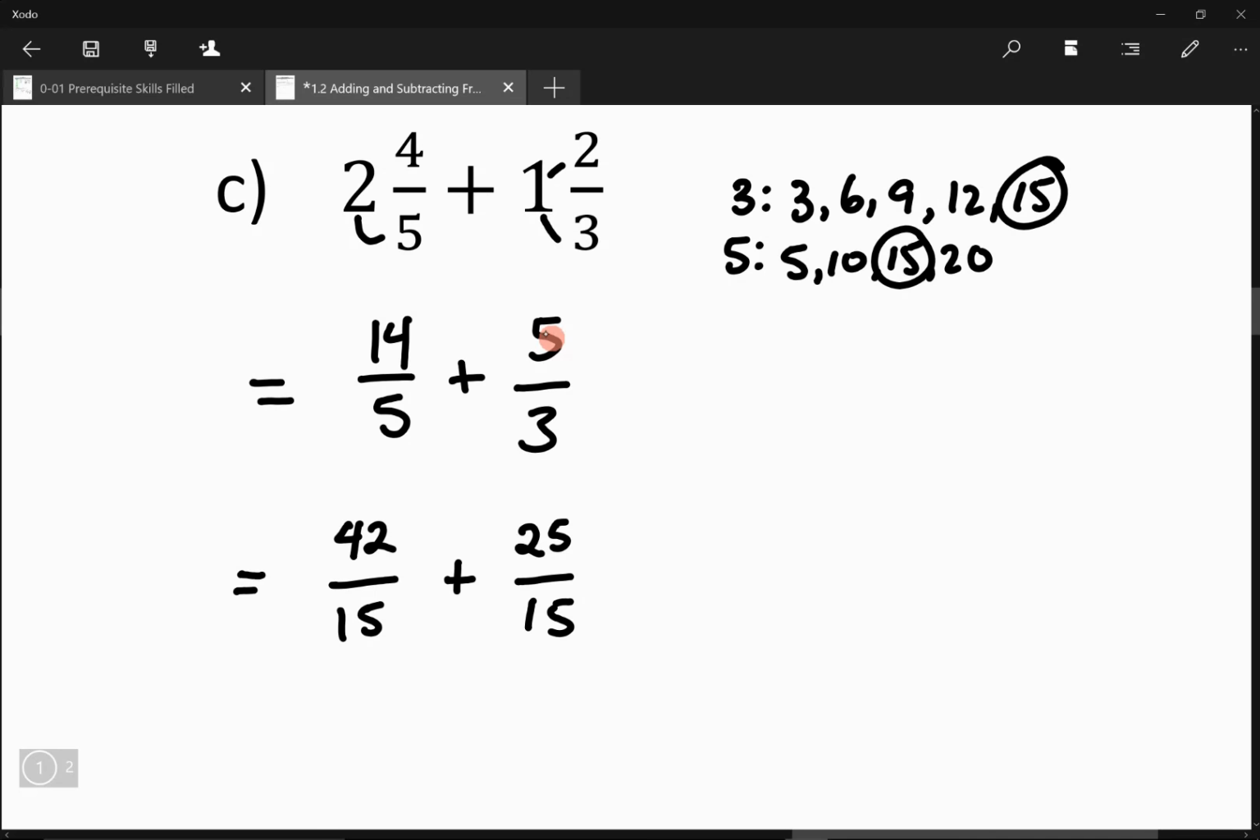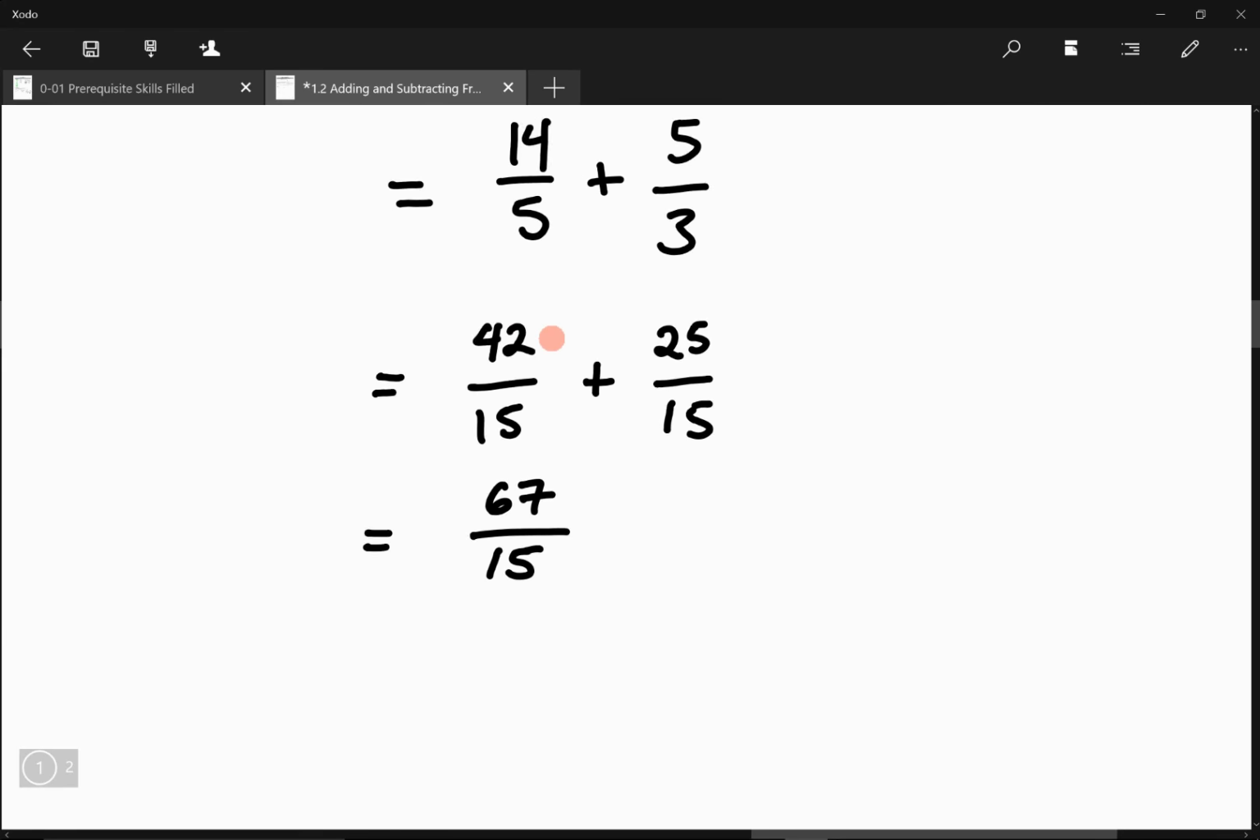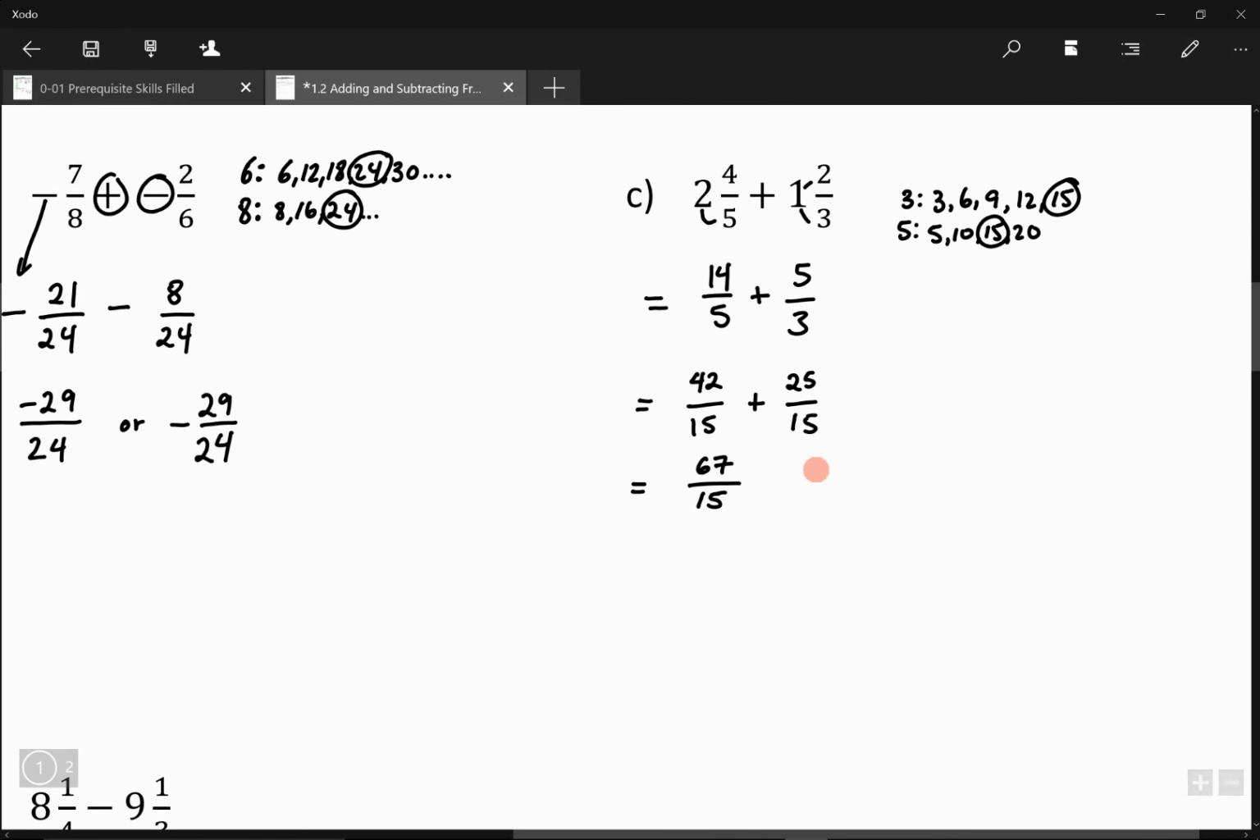And then I add these two together. Add the numerators only. 42 plus 25 is 67. Keep the denominator. Don't change that, so that's 15. Check to see if you can reduce it into lower terms, and I think you cannot. So 67 over 15 is my final answer.